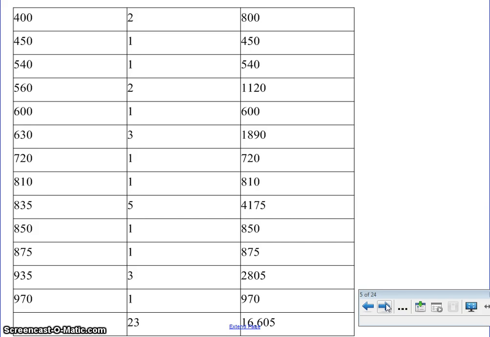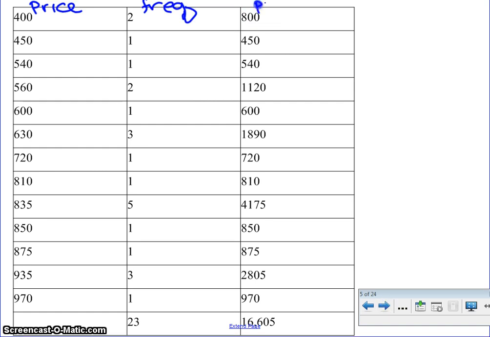Remember that the first one is the price. Let me write it up here. Second column is the frequency. And the third column is the product, or it's taking the price and multiplying it times the frequency. The bottom here is our total.